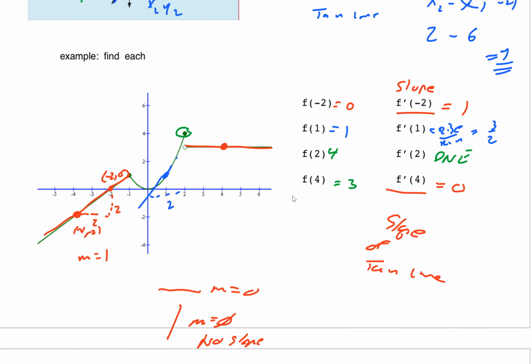Okay, so now we know how to take the derivative of a graph, right? If I give you a graph, the slope of the tan line, no matter where I want it, just draw a tan line and find the slope of that tan line. Algebra 1 stuff.